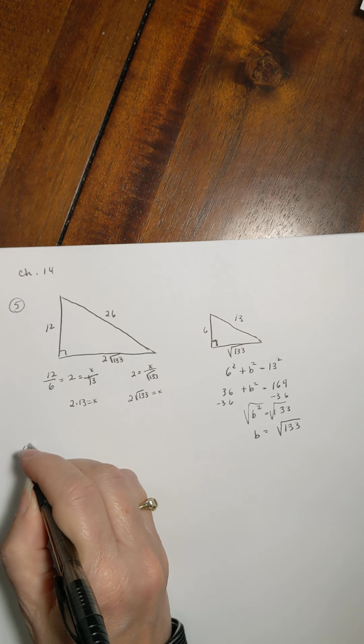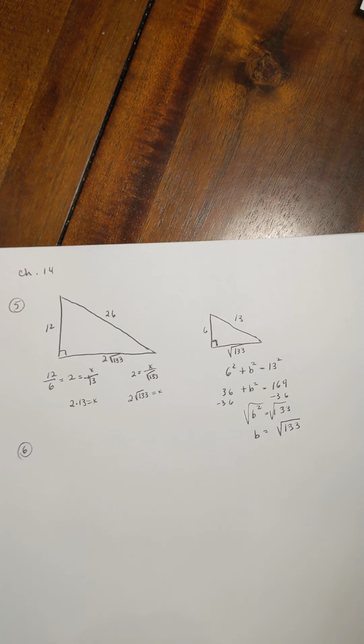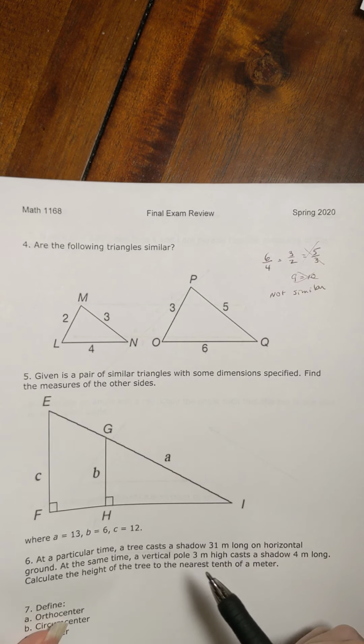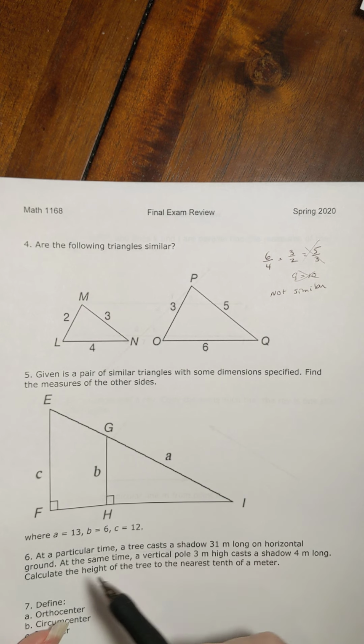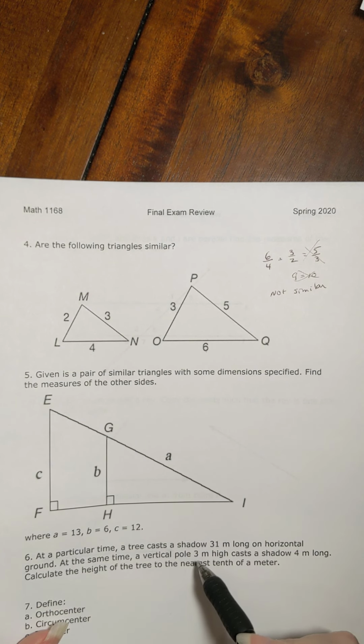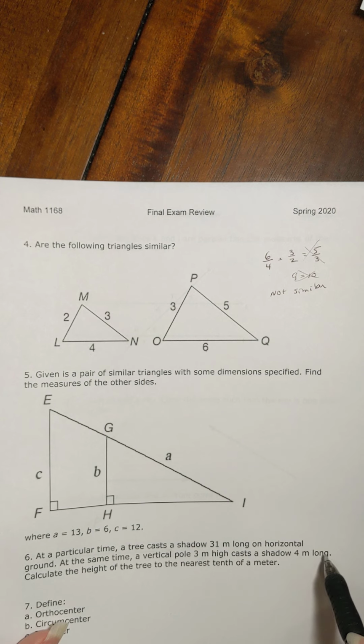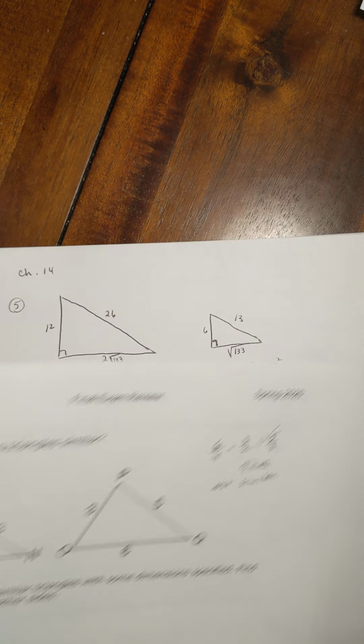Problem number 6 is talking about a tree. So it says a particular tree cast a shadow 31 meters long on a horizontal ground at the same time as a vertical pole 3 meters high casts a shadow 4 meters long. Calculate the height of the tree.